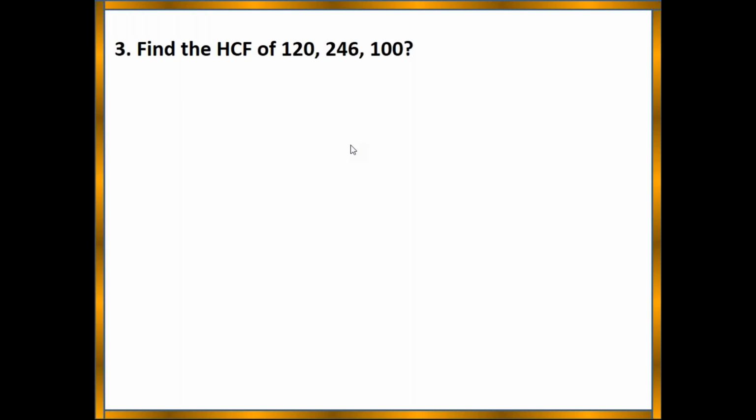Same as before, to find the HCF there are two methods. The first one is the factorization method and the second one is the division method. Division method means we can divide only two numbers at a time. If you want to go with 120, 246 or 246, 100 or 100, 120, you can go ahead, no issue. But you can divide only two numbers at a time. This is the way you can find the GCD or HCF by using the division method.